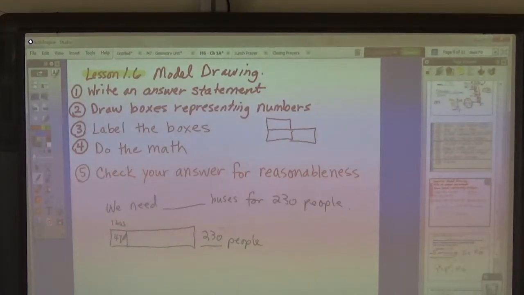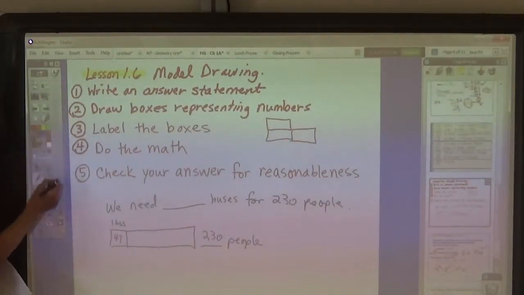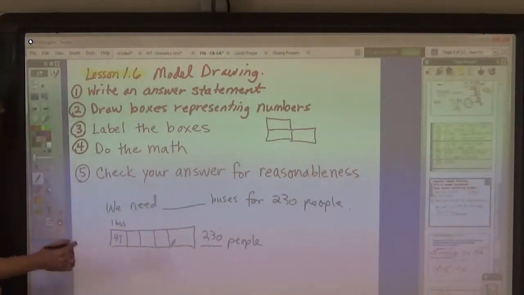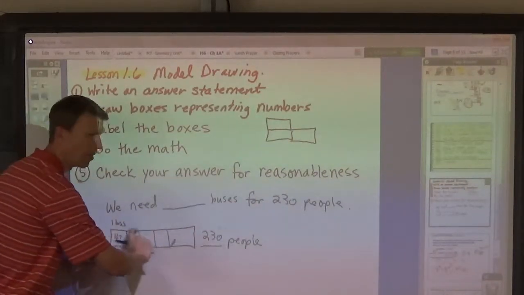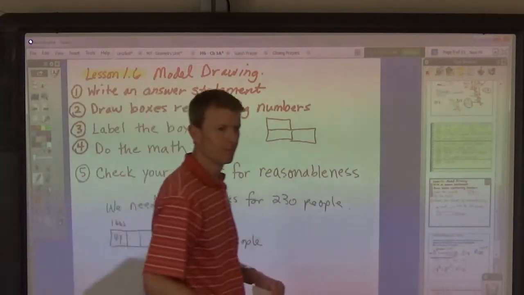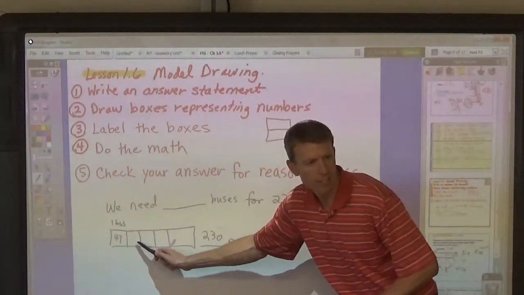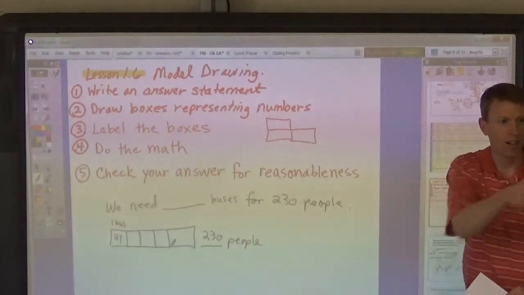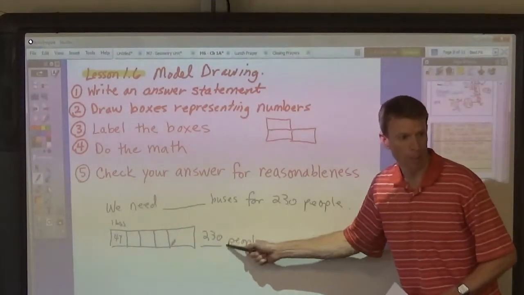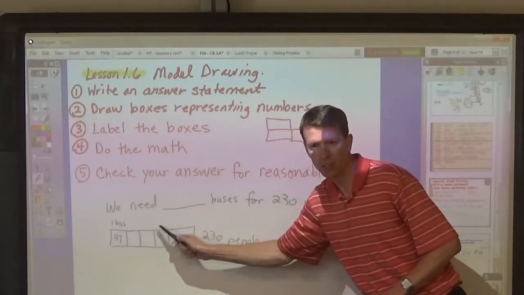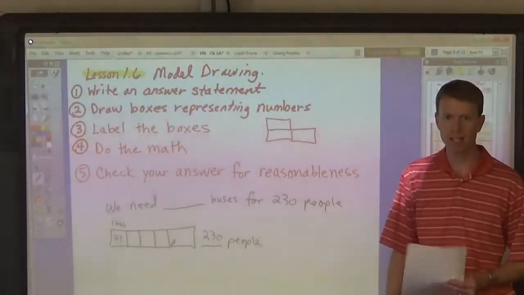On your model, label that box 47. And so what are we doing when we draw out these boxes? What are we doing with this big number? What operation is that? Multiplying? Are we multiplying 47 times 47 times 47? We're dividing. We're taking this group and dividing it up into pieces, into chunks, into buses.